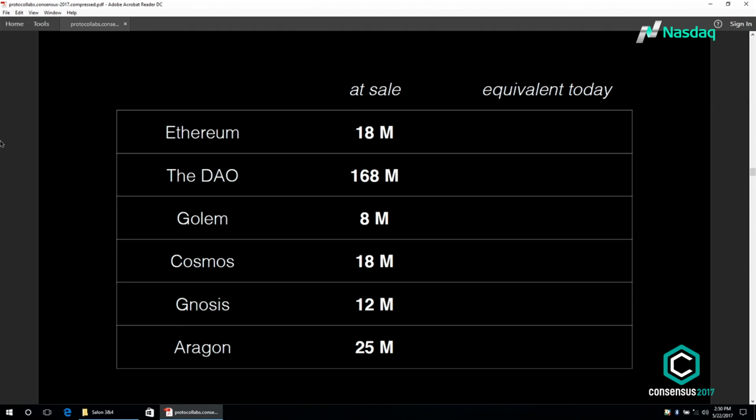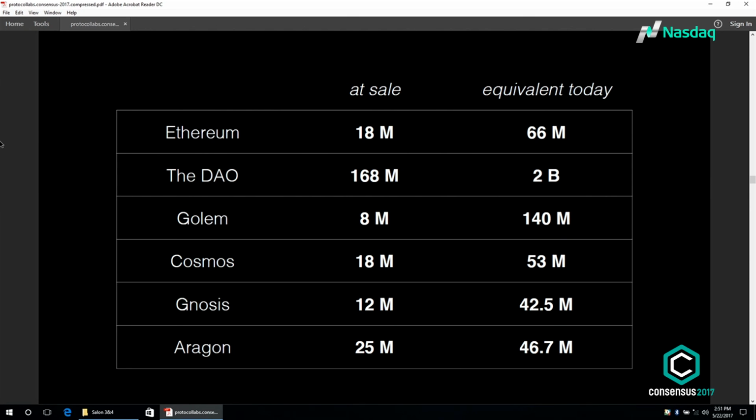Ethereum right after Bitcoin crashed, so they lost a lot of value. The DAO, well, that happened. But what about the other ones? Golem, Cosmos, Gnosis, and Aragon. Well, Ethereum went up a lot, and Bitcoin went up a lot. And so when you calculate the equivalent value of those tokens now, you get something like this, which is ridiculous.